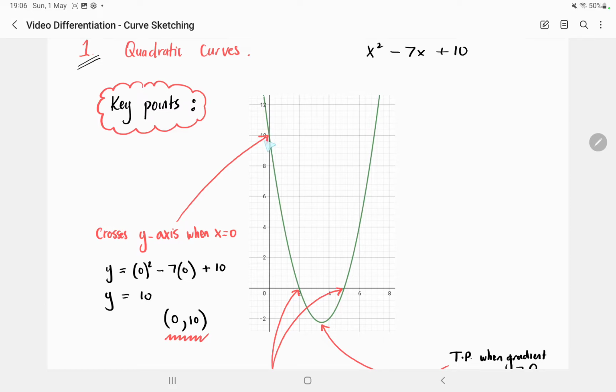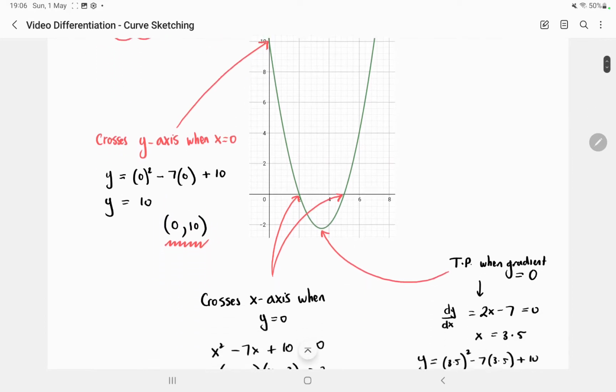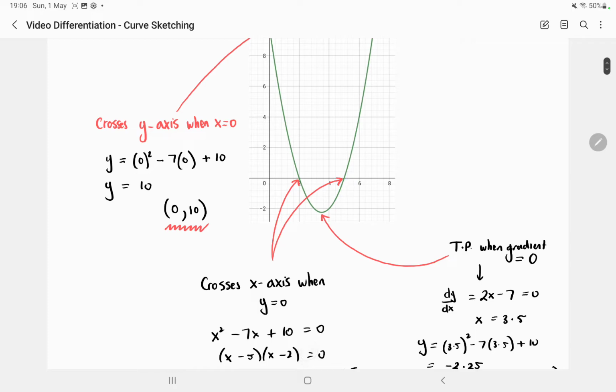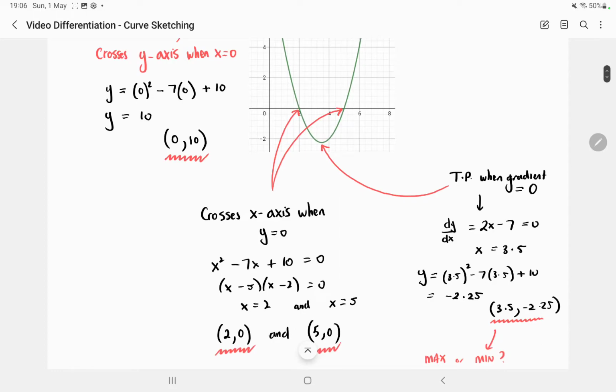So this point here where the curve crosses the y-axis, the corresponding x value is 0. So therefore we sub in x to be 0 into our curve and we figure out what the y-intercept is. 0, 10 in this case. For these 2 points here, where the curve crosses the x-axis, we want to figure out what are the x values whenever y is equal to 0. So then, because the curve is y is equal to x squared minus 7x plus 10, let that equal to 0, factorize and solve, or use your formula and solve. The 2 coordinates where it cuts the x-axis, therefore, are 2, 0 and 5, 0.